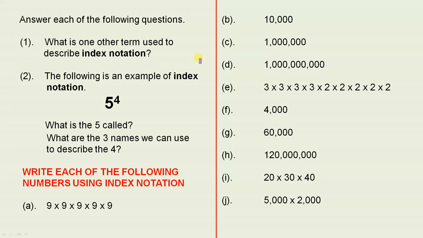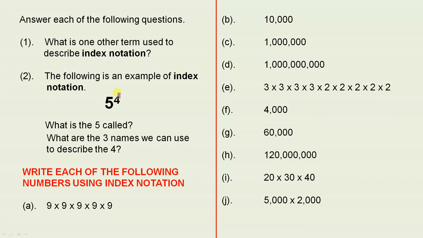Number 2. The following is an example of index notation. There it is there. What is the 5 called? There is a term which describes that 5. Okay, so what is that term?